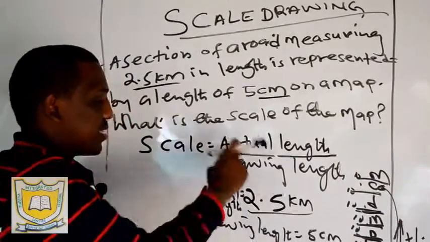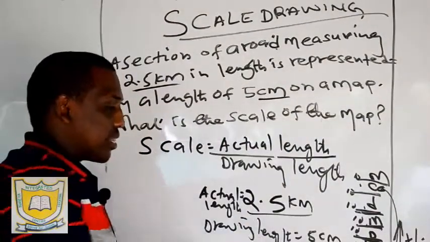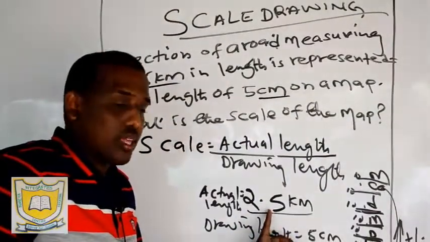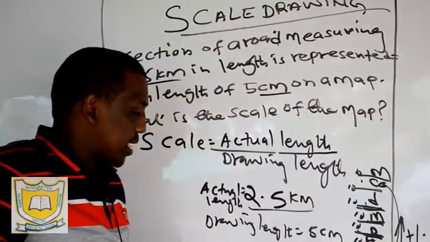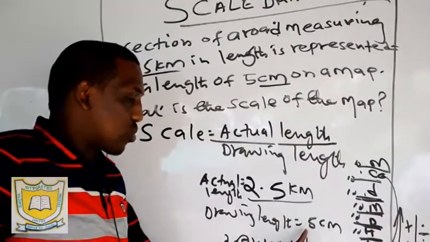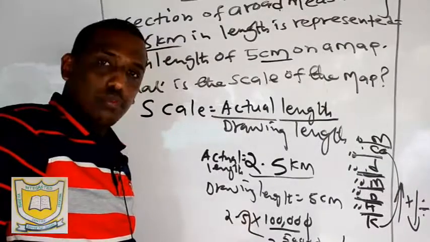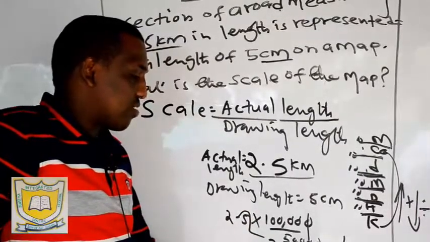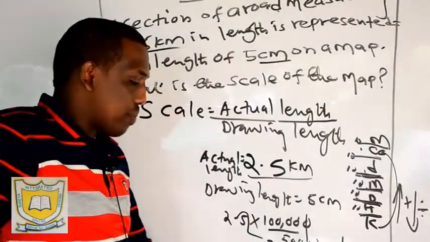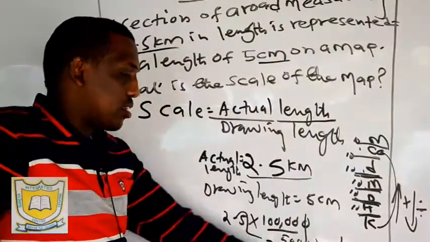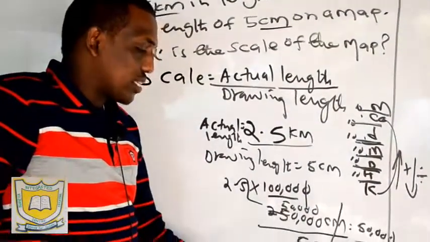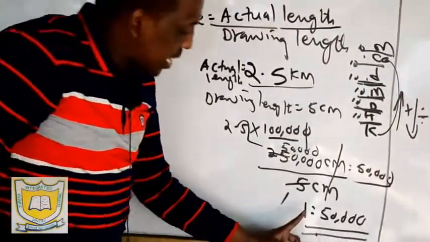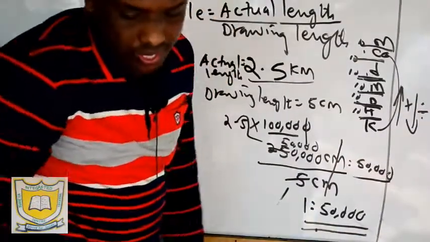The actual length is in kilometers and the drawing length is in centimeters, so you change the actual length to centimeters. Times 100,000. So 2.5 times 100,000 gives 250,000 over 5 centimeters, which gives 50,000. So in scale form, 1 centimeter represents 50,000. That is how we solve it.